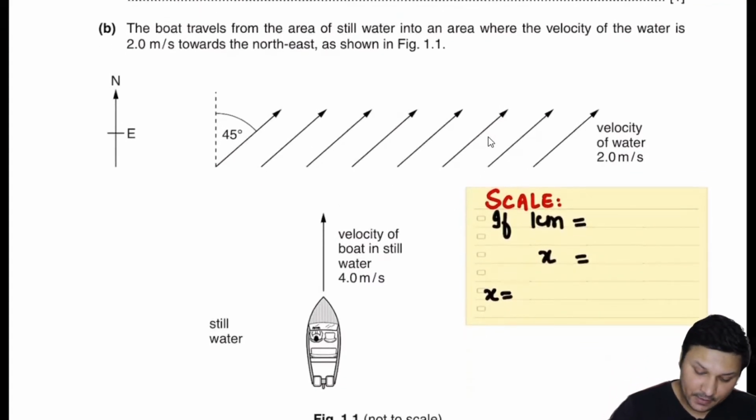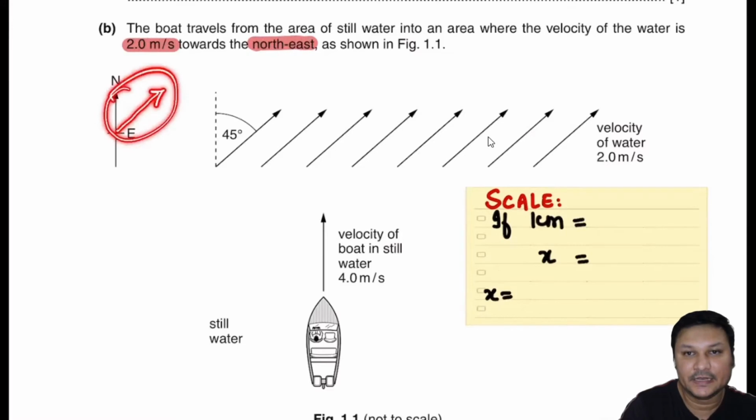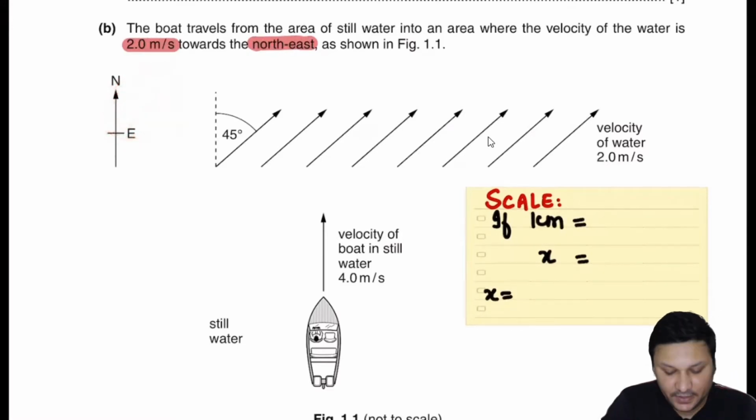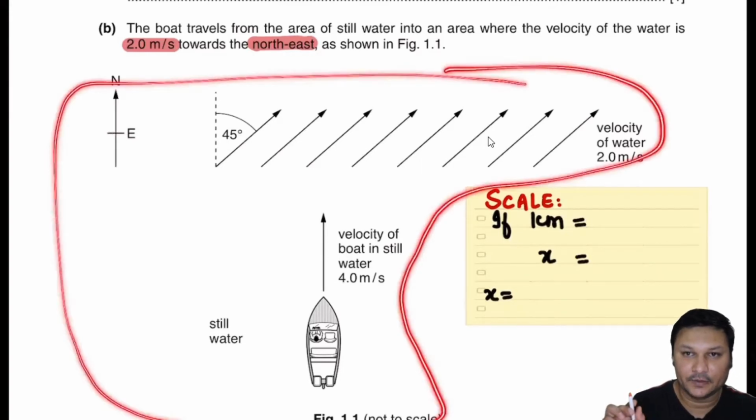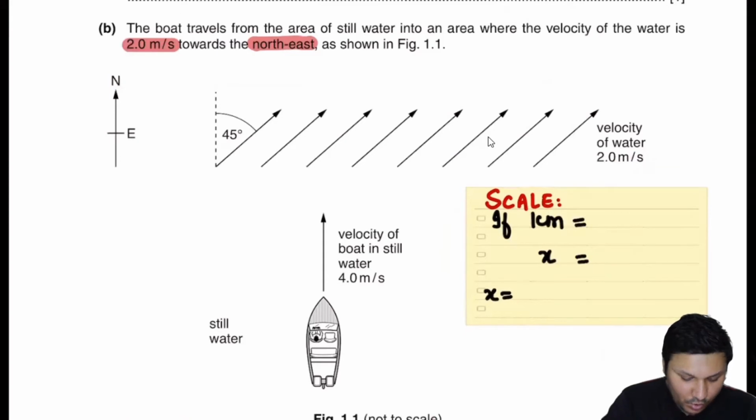And the part B is saying a boat travels from an area of still water to an area where the velocity of the water is 2 meter per second. So again, I have got one more value, 2 meter per second towards northeast. That means your direction should be in this quadrant, north and east quadrant. As shown in figure 1.1, this whole figure is considered as figure 1.1. So we do have two vectors, 4 meter per second towards north and 2 meter per second towards northeast.